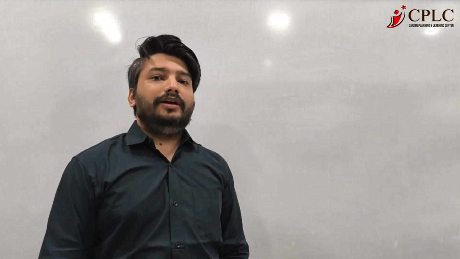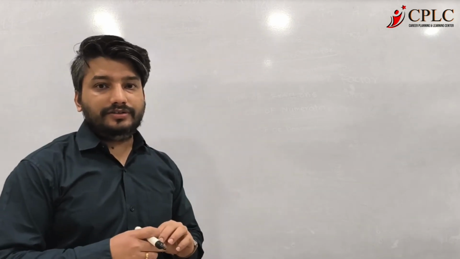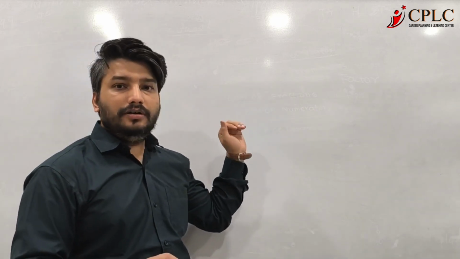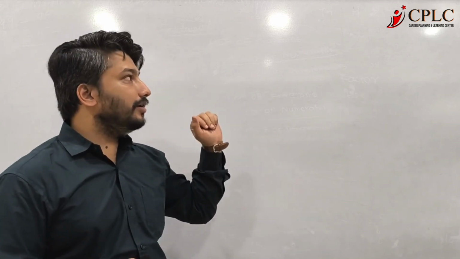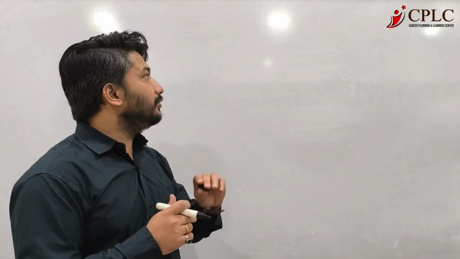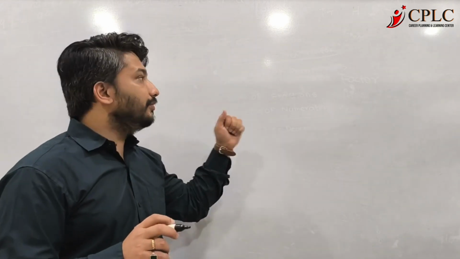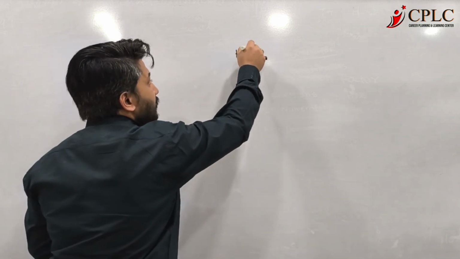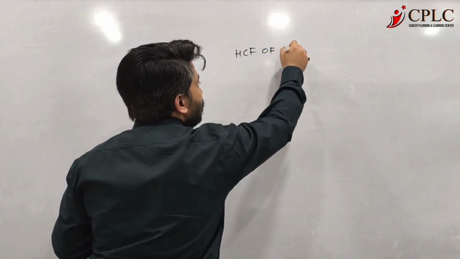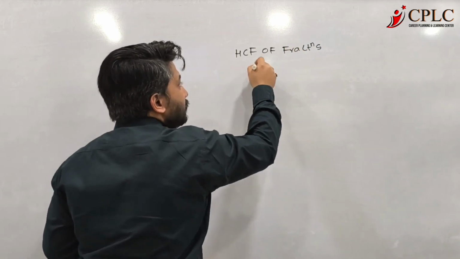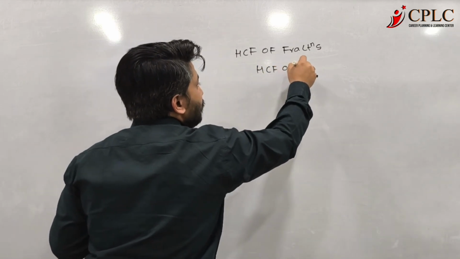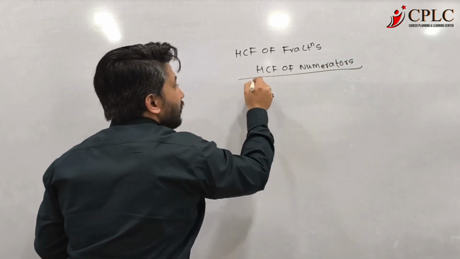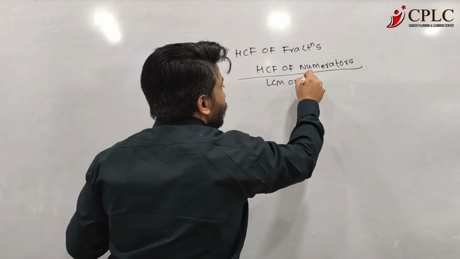Okay, now let's have a look at another concept, which is HCF and LCM of fractions. So sometimes you may not have proper numbers, as we discussed earlier. You may have some decimal numbers or some fractions, and let's say you want to calculate their HCF and LCM. How do we proceed? So there is a simple formula that you will have to remember for calculating HCF and LCM of fractions. So let's say you want to calculate the HCF of fractions. What you will have to do is calculate the HCF of all the numerators divided by the LCM of denominators.